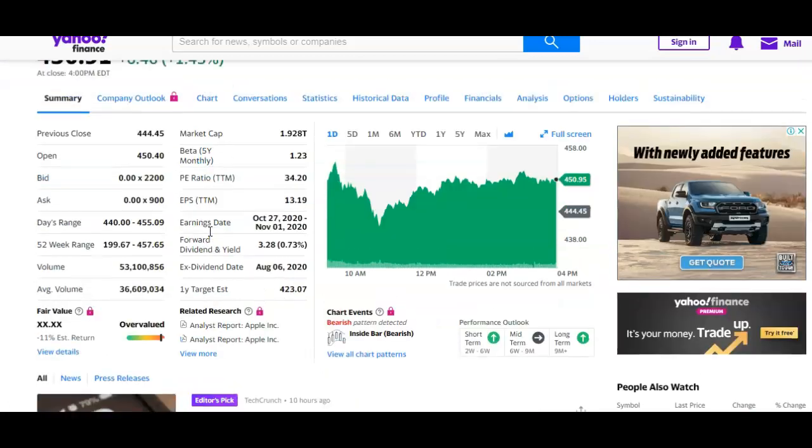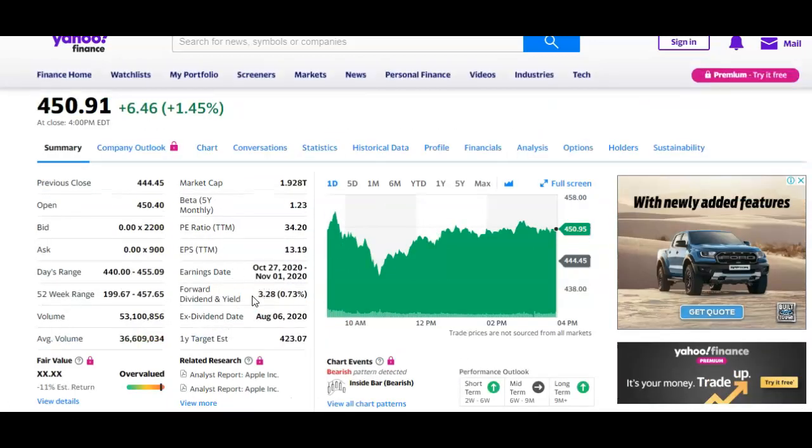And then the forward dividend and yield. The forward dividend is the annual amount you will earn per share. That means if you have one share of Apple stock, every year they will pay you $3.28 per share. And the yield is basically that as a percentage of the stock price, so it's around 0.73% currently. Usually growth stocks like Apple have much lower yields because the stock price keeps growing. But then you'll see companies with much bigger yields, like REITs and bigger, slower growing companies, or stocks where the stock price has gone down a lot and that's made the yield go up.